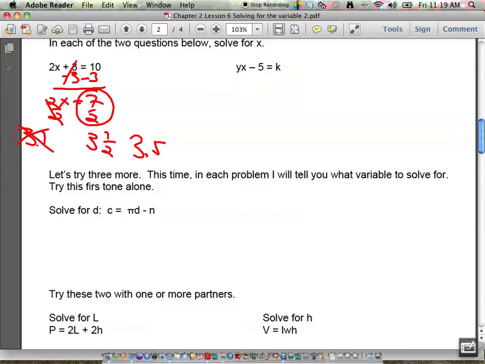If I were you, I would leave it 7 over 2. That's a great way to express that answer. The only way I would convert it is if it was multiple choice, and then all of the choices were converted forms of 7 over 2. Then I would do that.